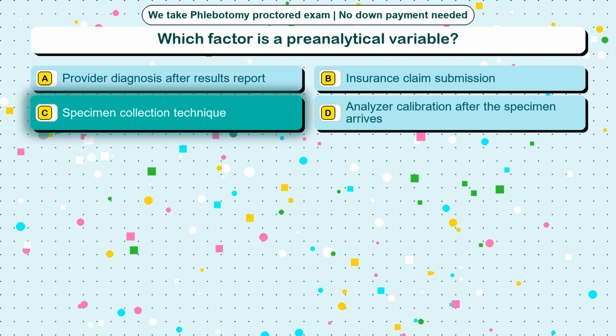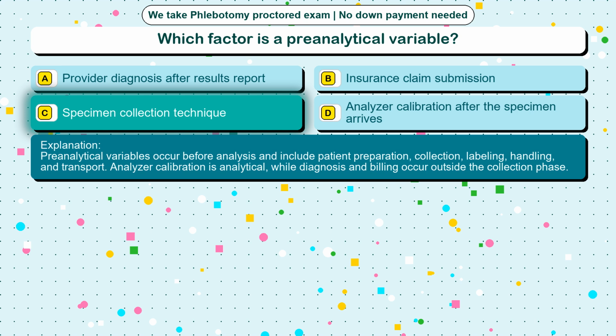The correct answer is option C, specimen collection technique. Pre-analytical variables occur before analysis and include patient preparation, collection, labeling, handling, and transport. Analyzer calibration is analytical, while diagnosis and billing occur outside the collection phase.